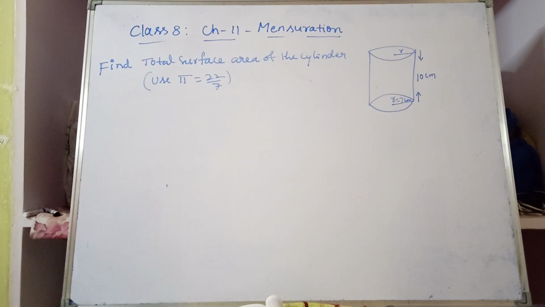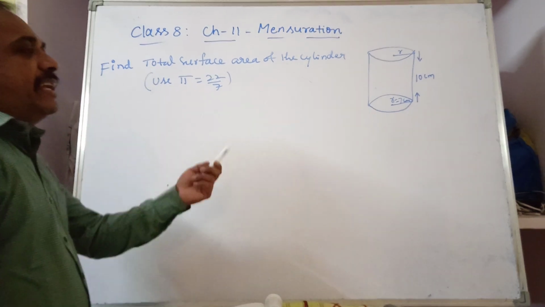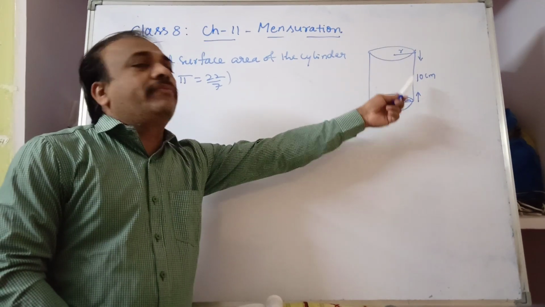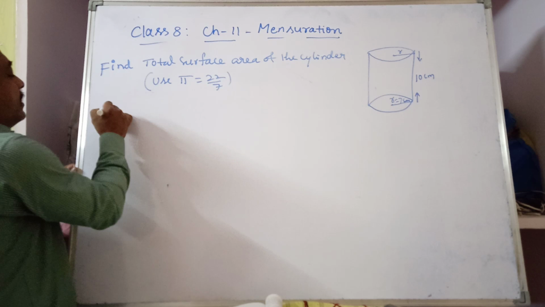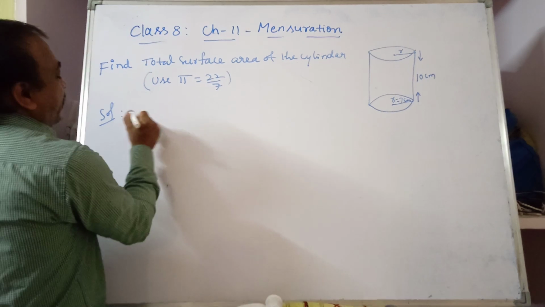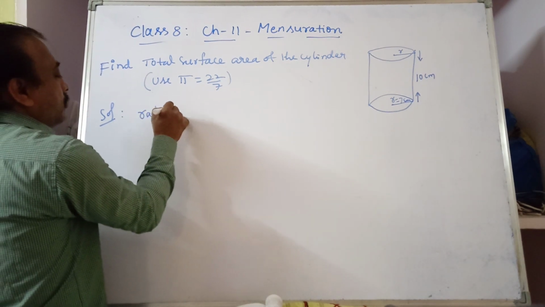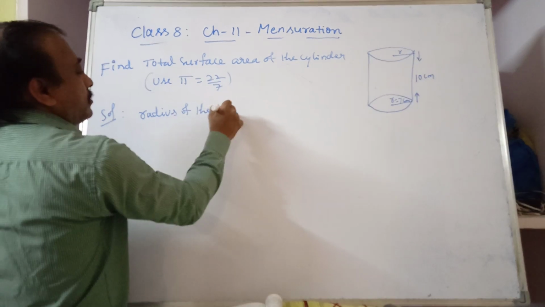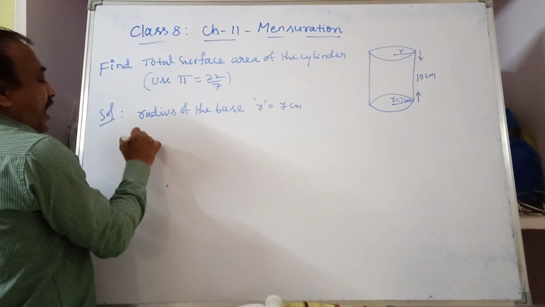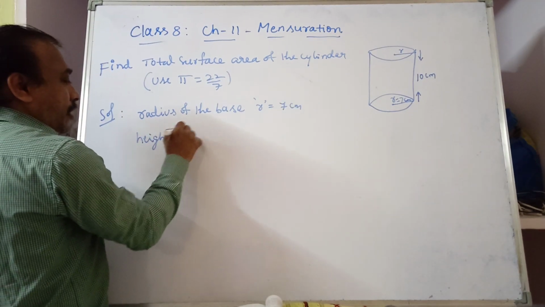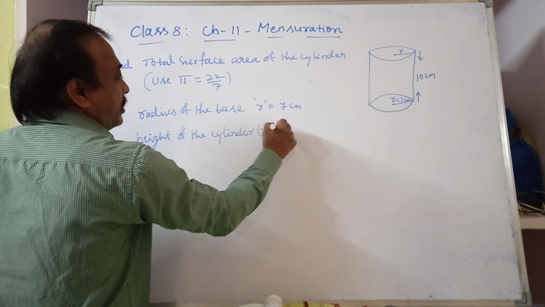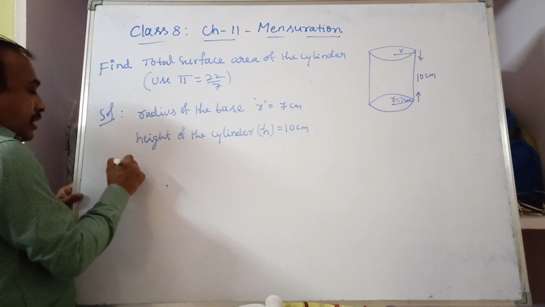Here we have one more question. Find the total surface area of the cylinder. Cylinder radius of the base, here radius 7 and here also radius 7. Height of the cylinder is 10 centimeters. In the question he said to use pi is equals to 22 by 7. So here radius of the base is R is equals to 7 centimeter. Height of the cylinder H is equals to 10 centimeters.